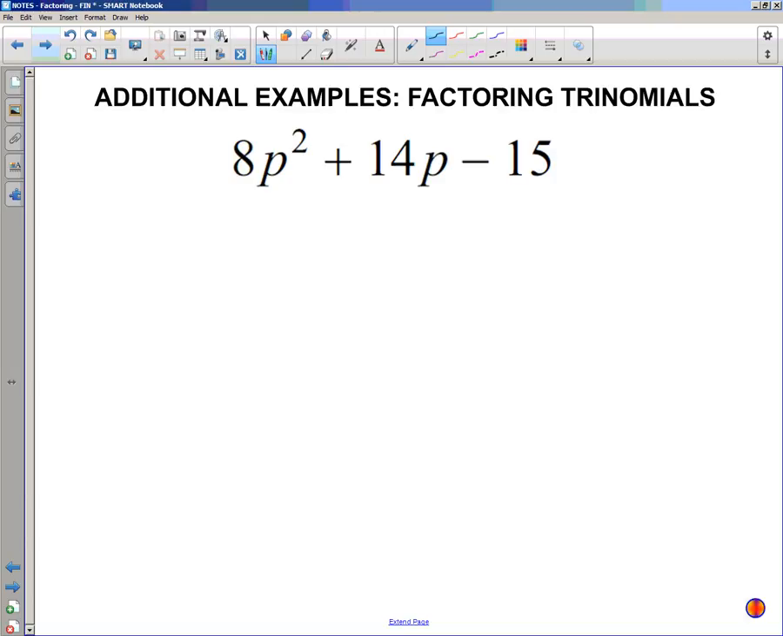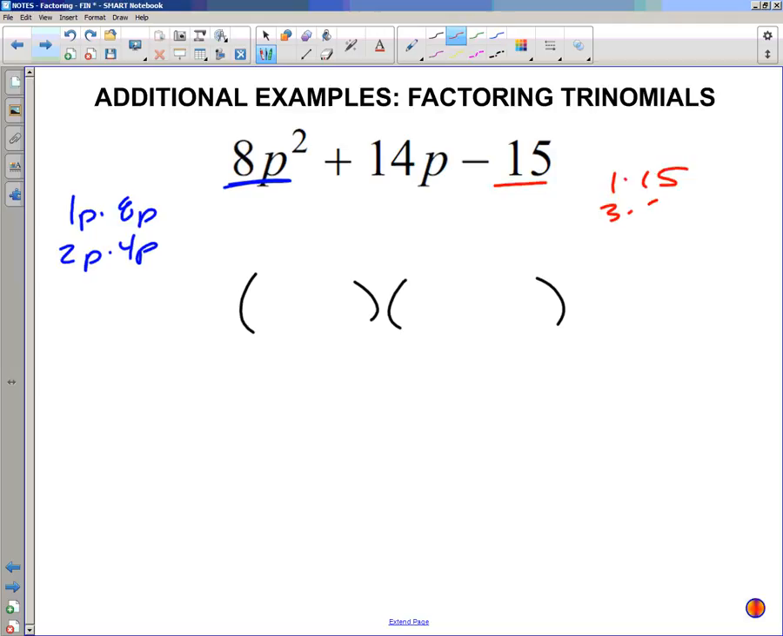All right, this will be our last example for this topic. Again, we've got a trinomial. We're going to try and factor it into a binomial. Let's start with looking at our options to get this 8p squared. So that's either 1p times 8p or 2p times 4p. This 15 could come from a 1 times 15 or a 3 times 5. So we've got a few options here that we may need to try. Let's give it a shot and see if we can work it out.